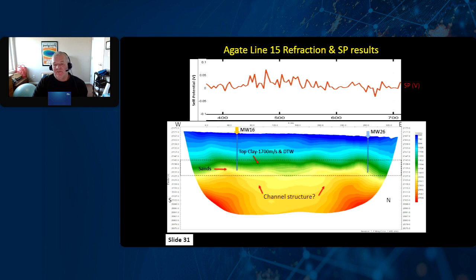Now we'll look at this cross line, and this is line 15. Again, we have a refraction model for the refraction statics at this point. And we can basically look between this well here, which is an ore zone well, and this well out here, which was a well that got filled in before I could turn it into a monitoring well, but before that we got all the logs out of it.